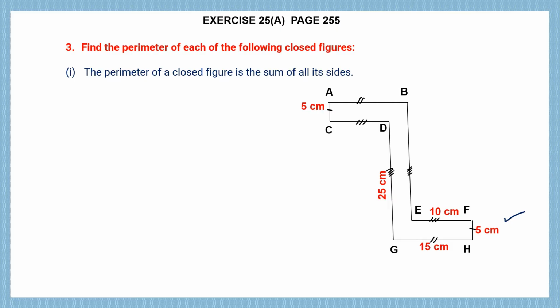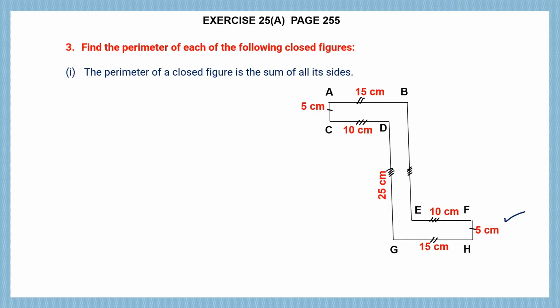Now look at where the second stroke is. So you have two strokes. Look out for the line that has two strokes. AB has two strokes and GH has two strokes. And GH is 15 centimeters. That means AB is also 15 centimeters. Now look out for three strokes. CD has three strokes and EF has three strokes. Now, EF is 10 centimeters. That means CD also will be 10 centimeters.